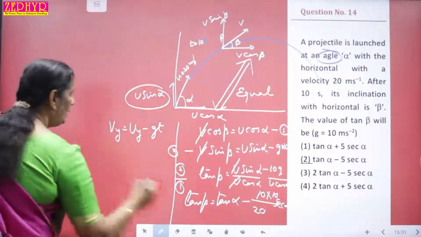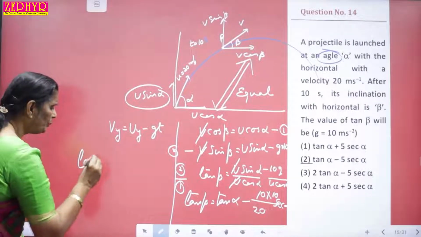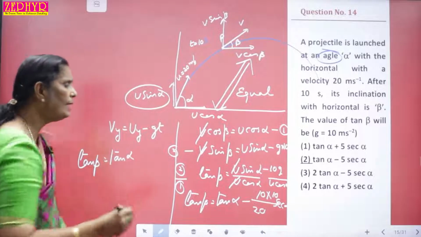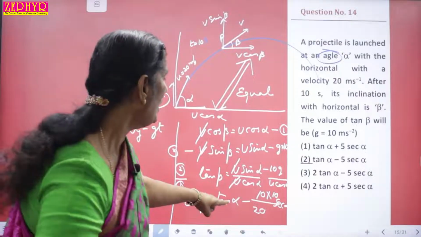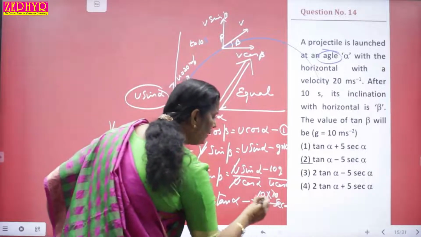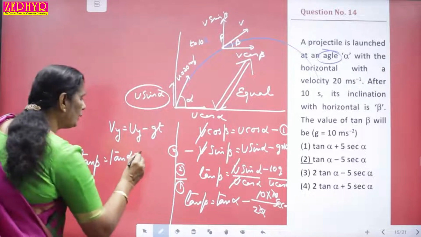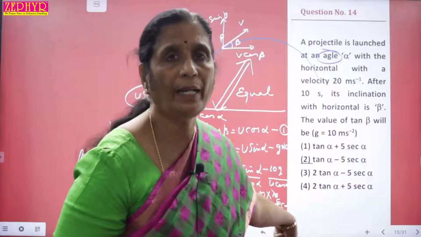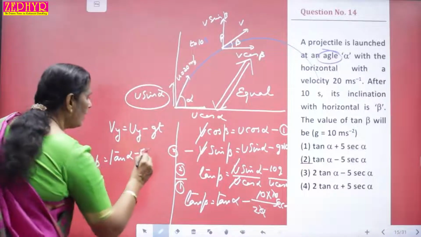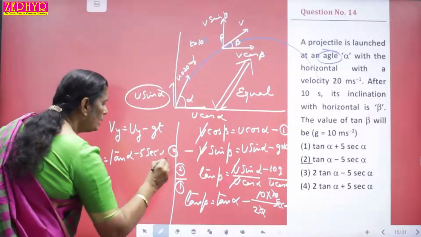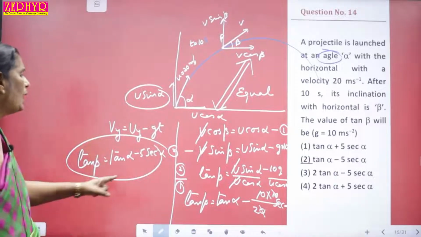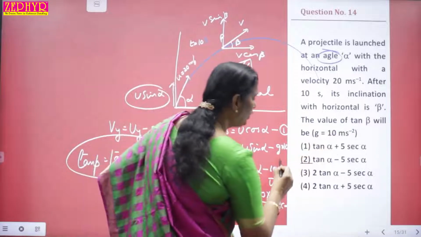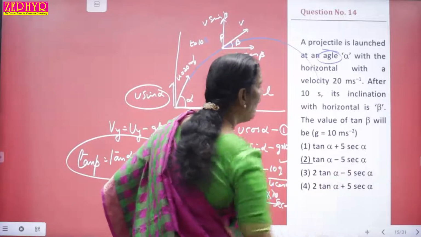Now again do it. So tan beta is equal to tan alpha minus, the second term we have simplified, cancel. So 10 by 2, how much do we get? We get 5. So again, 1 by cos alpha we have written as sec. So we'll write it as sec alpha. Now read it: tan beta is equal to tan alpha minus 5 sec alpha. Tan beta is equal to tan alpha minus 5 sec alpha.